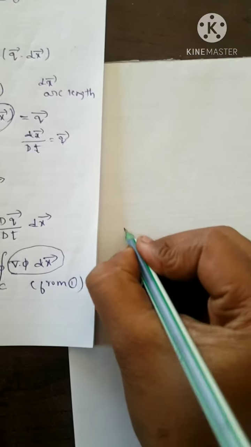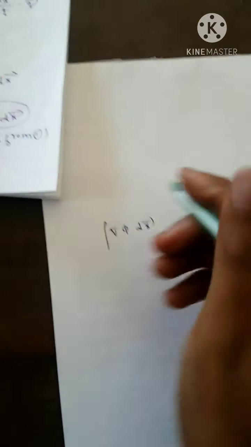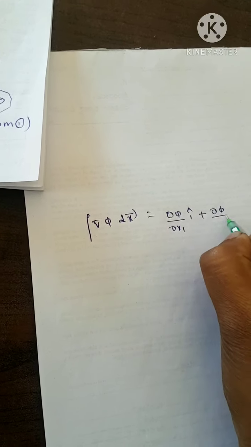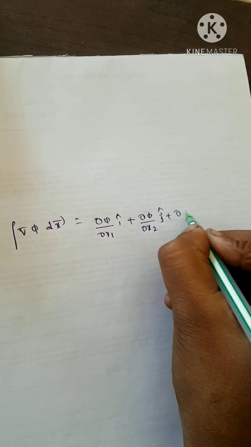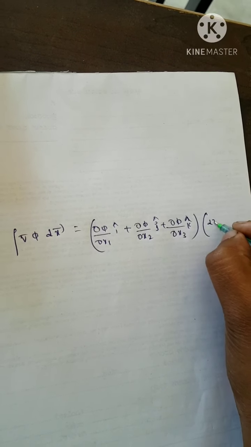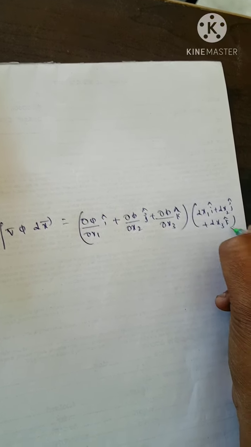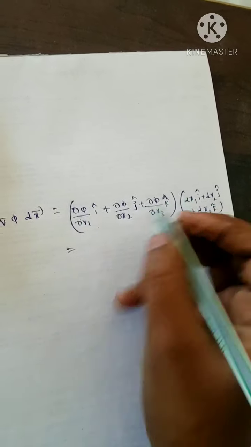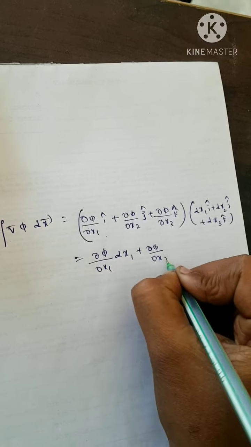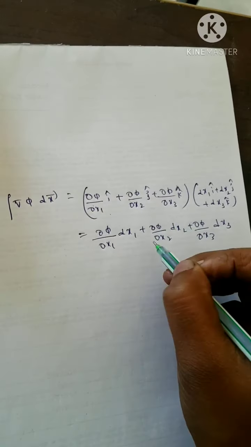Look here, del phi into dx. So I can write del phi as ∂phi/∂x1 into i cap plus ∂phi/∂x2 into j cap plus ∂phi/∂x3 into k cap, into dx, which is a vector: dx1 into i cap plus dx2 into j cap plus dx3 into k cap. So for this dot product, corresponding components are multiplied: ∂phi/∂x1 into dx1 plus ∂phi/∂x2 into dx2 plus ∂phi/∂x3 into dx3. But these steps are not mentioned in the notes, so please go through them.